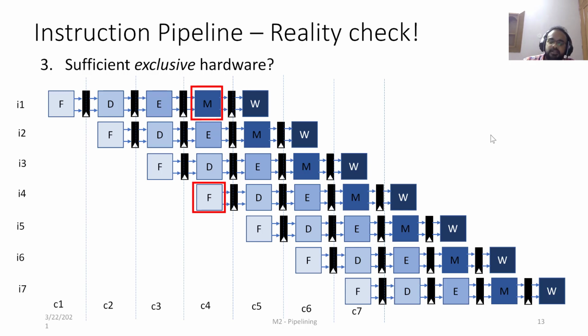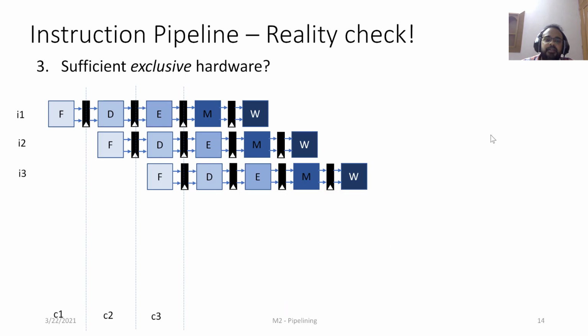Now let's see how we can execute if the memory cannot be accessed by multiple instructions at the same time. In the first three cycles we are going to fetch I1, I2, I3, right? In the fourth cycle, I1 will be in the memory access stage, I2 will be in the execute stage, I3 will be in the decode stage. Because the memory is busy servicing I1, we cannot access it, so we cannot fetch I4.